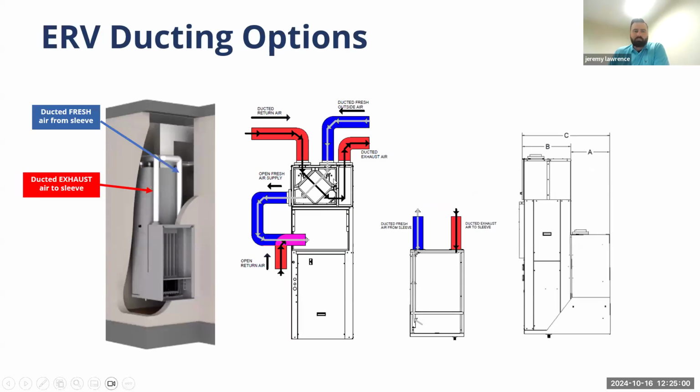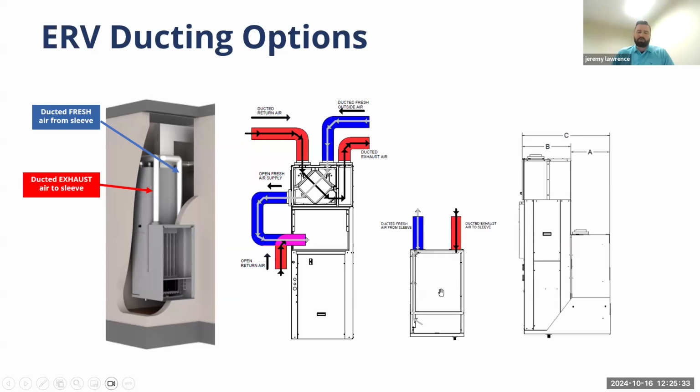Ducting options. So ducted exhaust air would go out to the sleeve. Ducted fresh air would also come from the sleeve. Return air could be left open and just pulling from the room, like I said, or it could be ducted back through the space. And then the fresh air supply can be ducted back into specific areas, or it can be ducted right back into the ductwork as well.